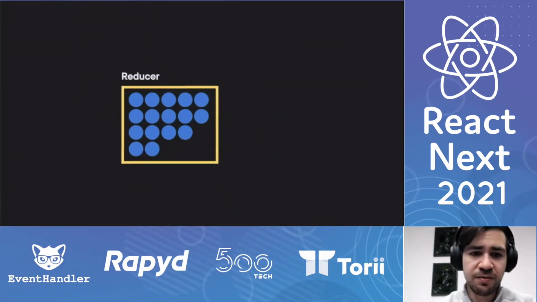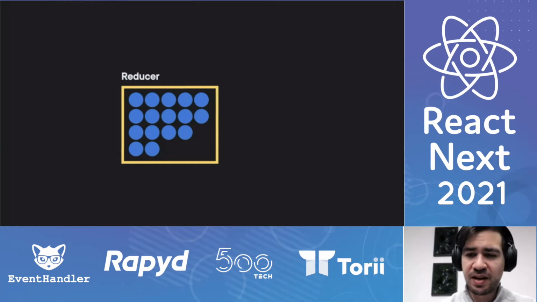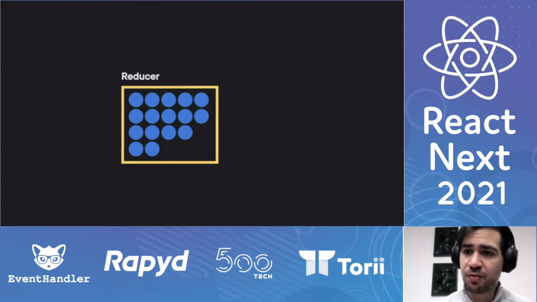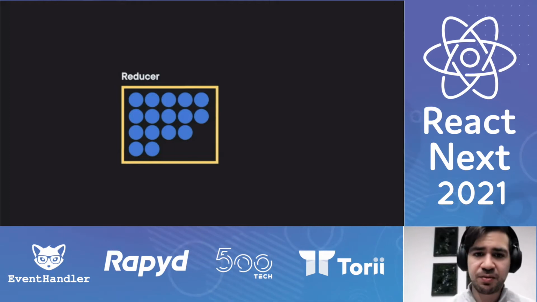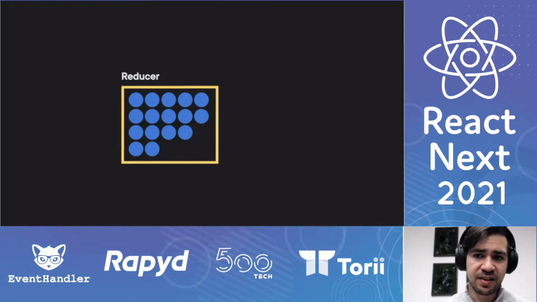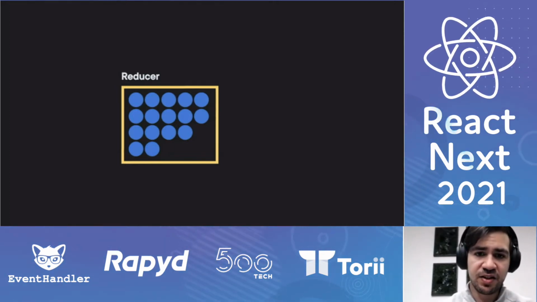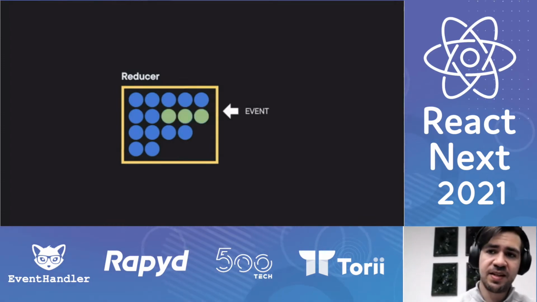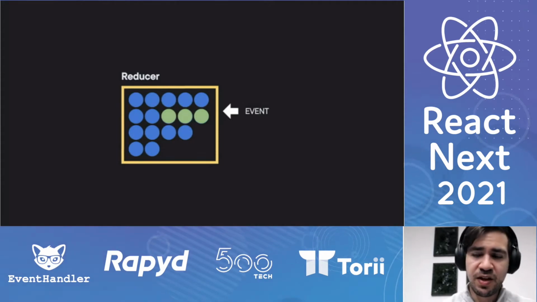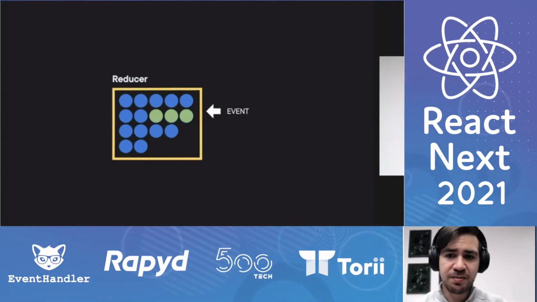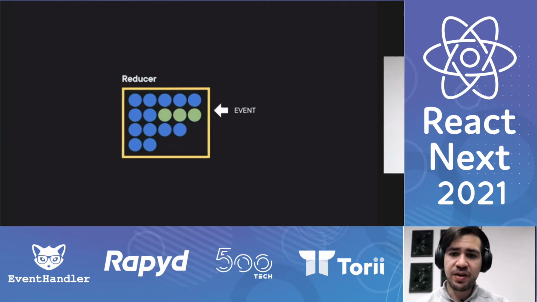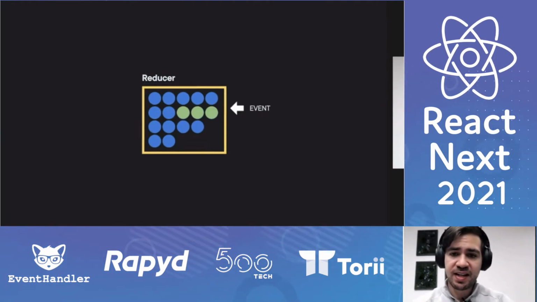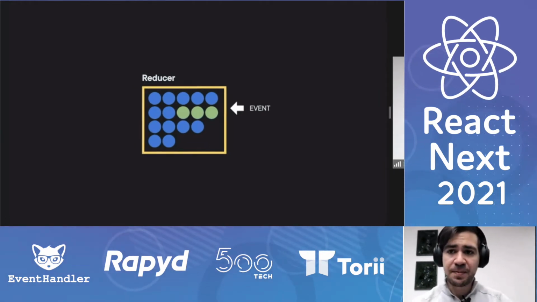But with the rise of Flux and Redux and libraries like that, we have reducers. And so I really like reducers because what they do is that they consolidate logic into a central location so that all you have to do is send in events to a reducer. So now we don't have things directly manipulating state. Instead, we have events that abstract that idea of something just happened and something else should handle it.